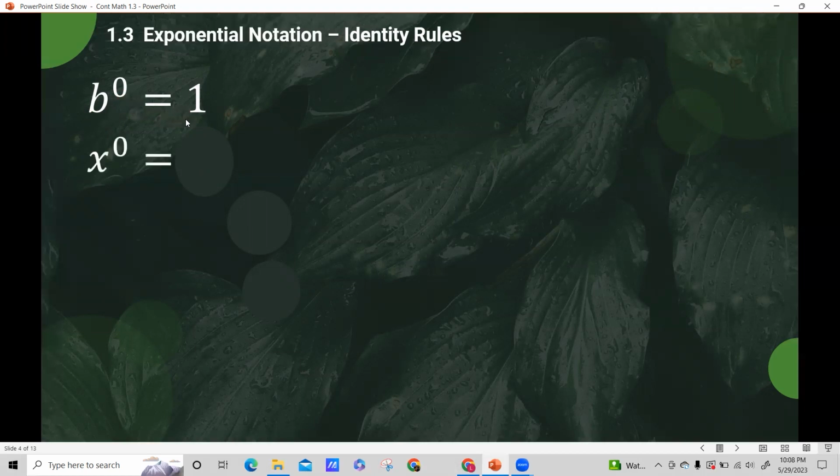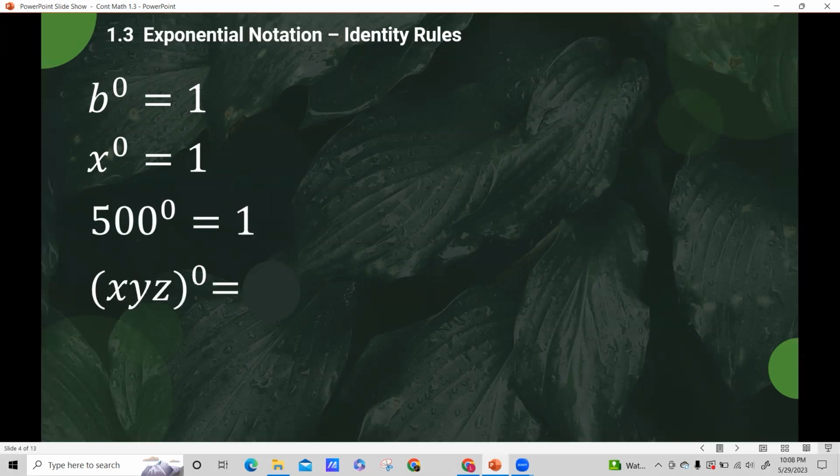If you look at this next one, x to the 0 power, what is the answer? 1. 500 to the 0 power, what is the answer? 1. XYZ to the 0 power, what is the answer? Hopefully you can guess it. It is 1. No matter what, if you see 0 as the exponent or the power, the answer is 1. That's an identity rule.